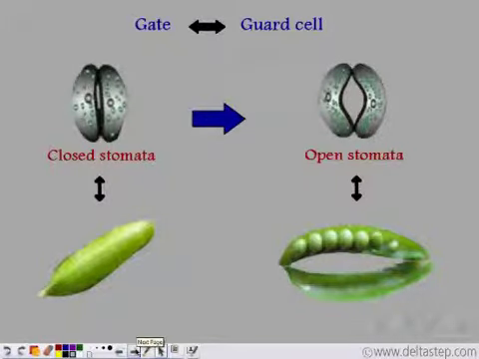Now, the stomata are guarded by guard cells on two sides, which act like gates. A closed stomata looks like a closed pea pod, and an open stomata looks like an opened pea pod.